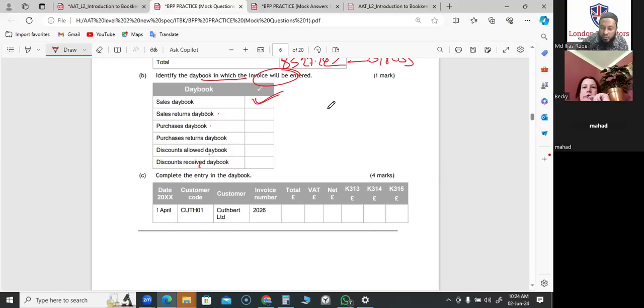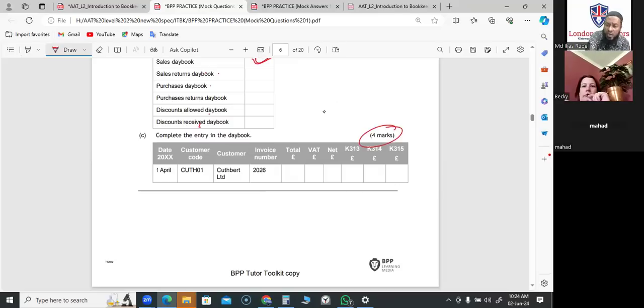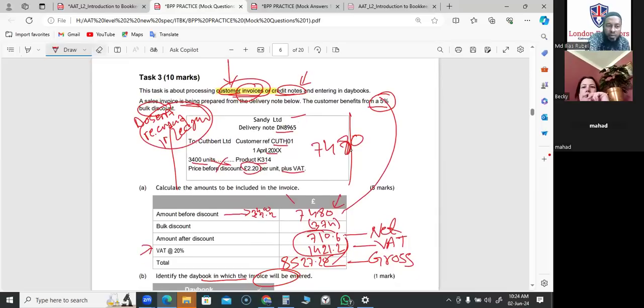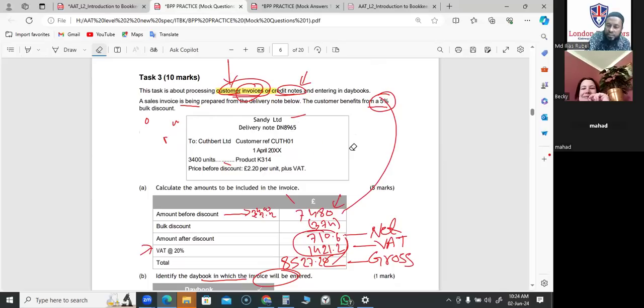And the last one is worth 4 marks, a big chunk of marks. They said first complete the day book. This is a typical day book. So we need to look at the invoice and the delivery note. We need to go back here. I'd like to tidy up a little here so we can take the information needed.